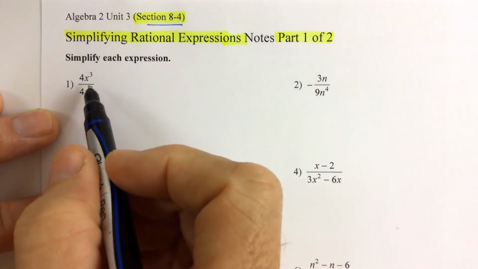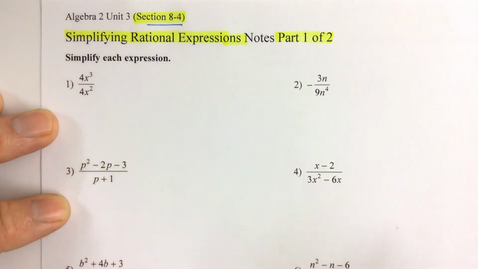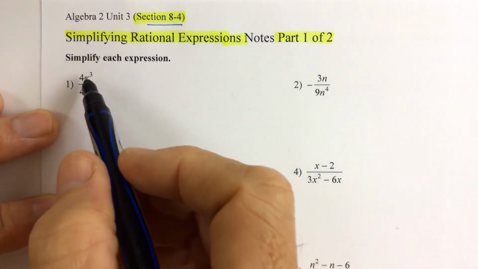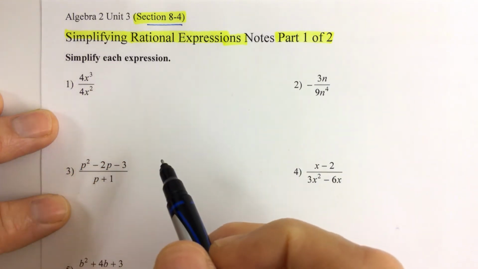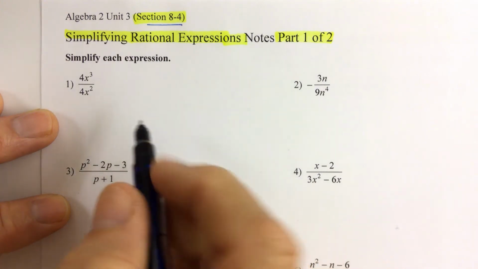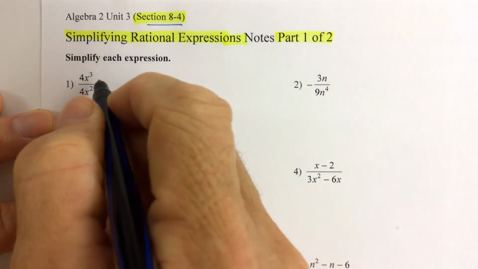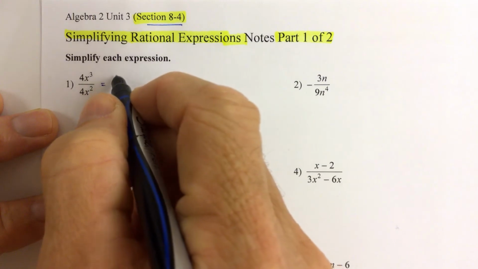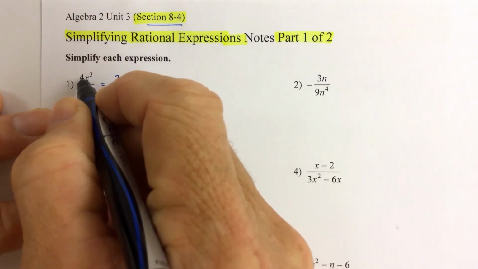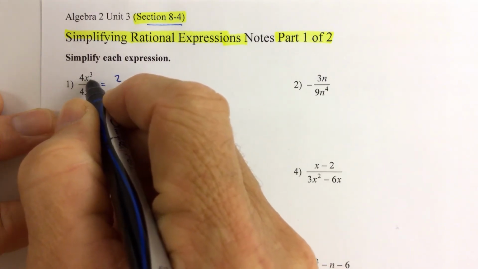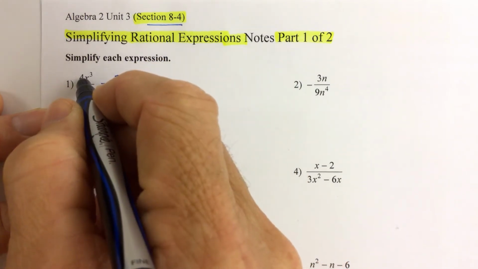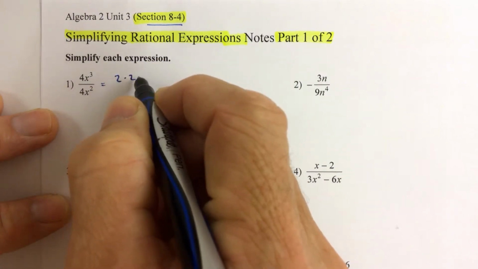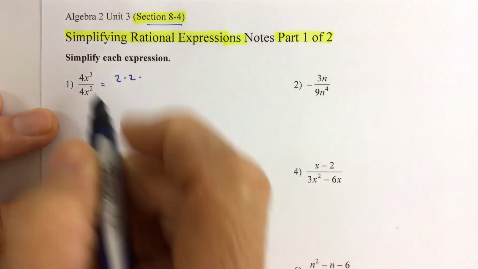In this first example, in simplifying this expression, we can see, first of all, it's a rational expression because we have one polynomial divided by another. Probably the easiest way to simplify an expression like this is to rewrite the expression factoring completely each of the factors in the expression. So 4 factors as 2 times 2, so that's the prime factorization.